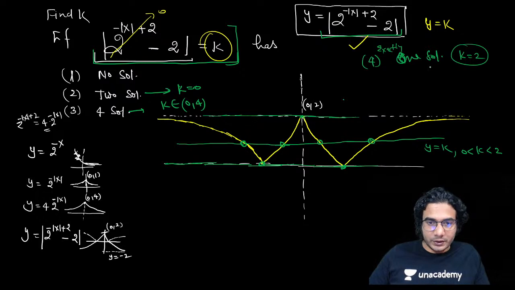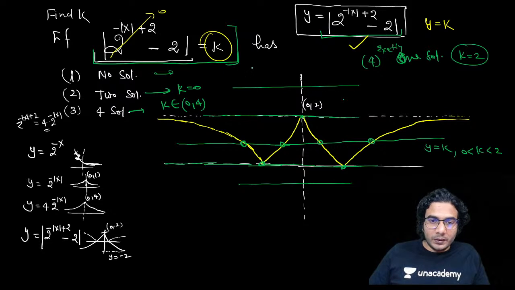Yes, good, Shavik. And for no solution, except these values 0 to 2, plot the line anywhere, right? Here or here, right? So if k is more than 2, that means 2 to infinity, or minus infinity to 0, in these cases, you will not get any solution, all right?